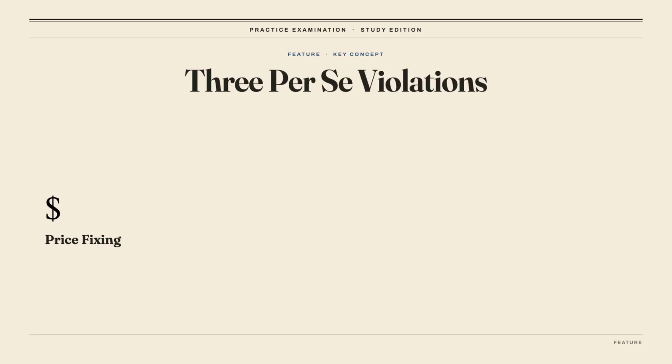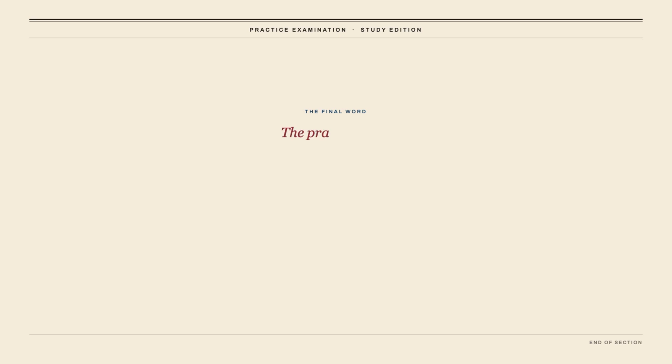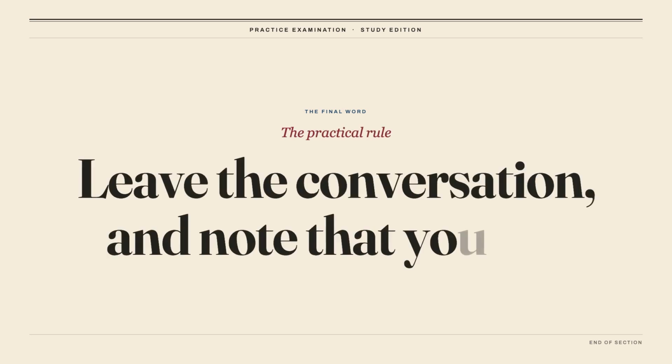Price fixing has two relatives in the same family of violations. Group boycott is a concerted refusal to deal, like agreeing to freeze out a discount brokerage, while market allocation is dividing territories or customer types so competitors stop competing for each other's business. Rates must always be set independently by each firm and negotiated with its own clients. If a conversation with competitors ever turns to rates, the safest move is to leave immediately and document it.